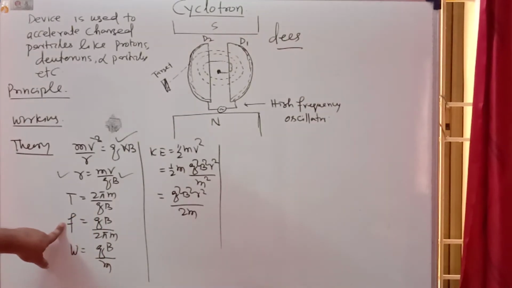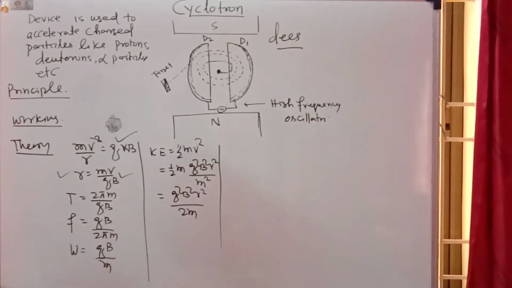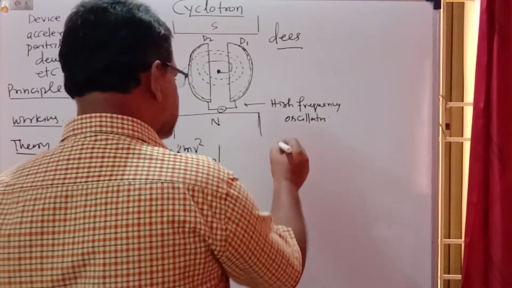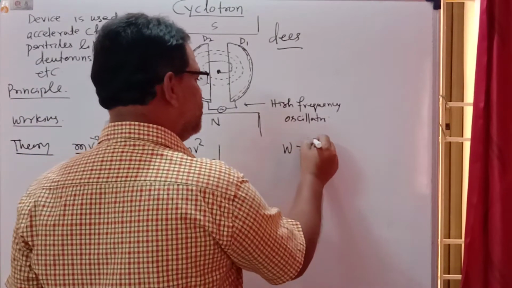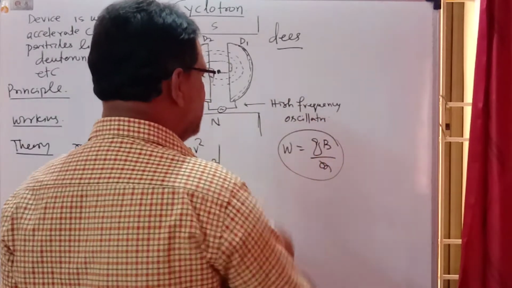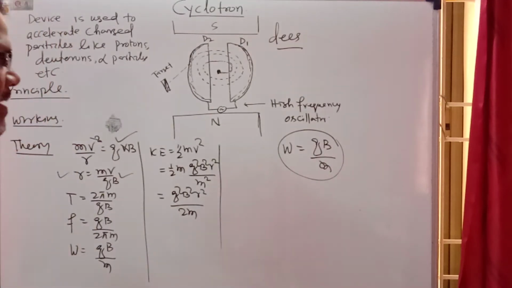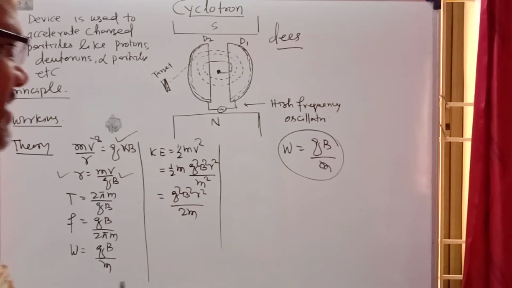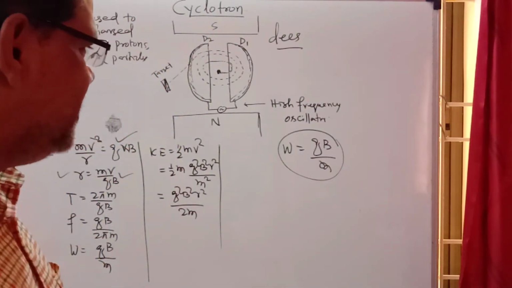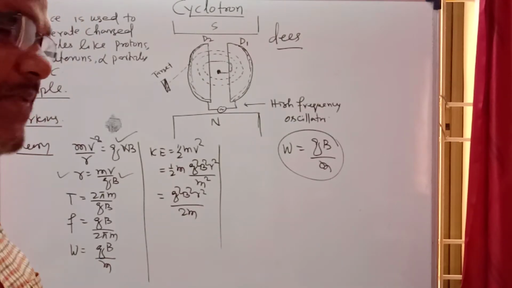And what is the frequency? That is qB by 2 pi m. And the angular frequency equals qB by m. So the angular frequency of the charged particle will be qB by m. It's very clear that the angular frequency doesn't depend upon the radius and the velocity of the charged particle. The frequency will be the same.